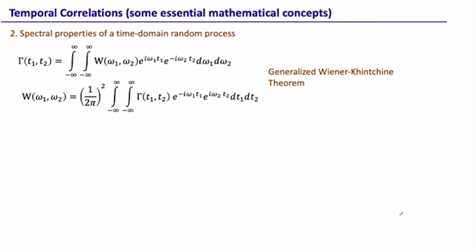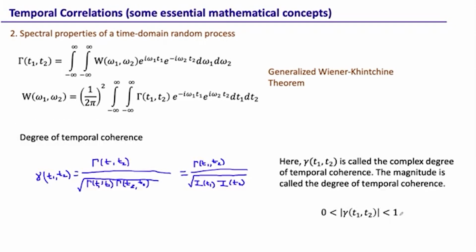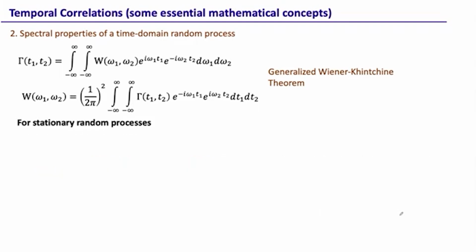Okay, so this was the very generic case, and that's why we call it the generalized Wiener-Khinchin theorem. But if the random process is stationary, as we just looked at a couple of slides back, then the correlation function gamma(t1, t2) is essentially gamma of tau, where tau is t2 minus t1.